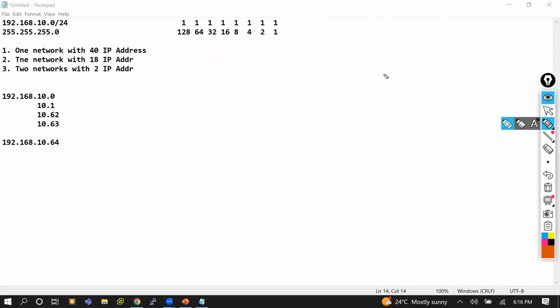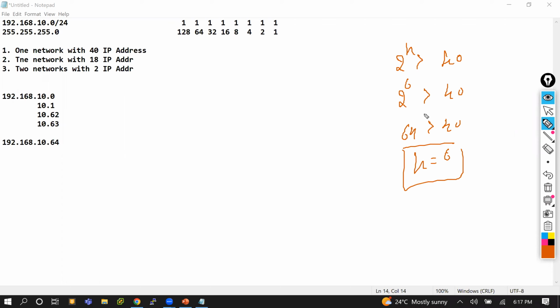Okay. So the first is 2 to the power of h greater than 40 IP addresses. So 2 to the power of h is how much? For 40, you get 64. 64 is greater than 40 here. So the h value is 6. How many bits do we have to borrow? 6 bits are for the host part, and the remaining goes to the network part.